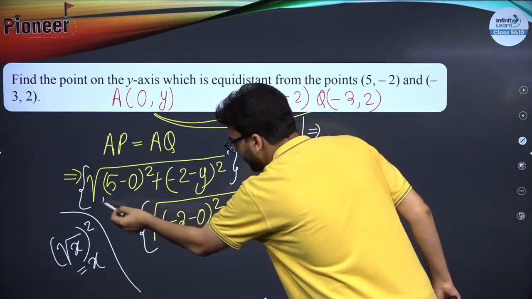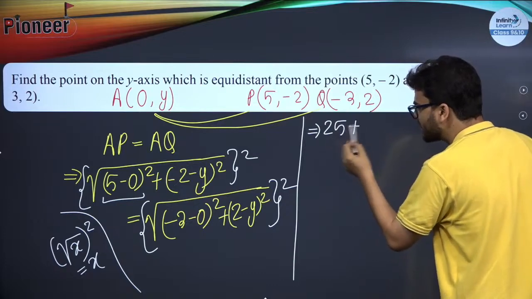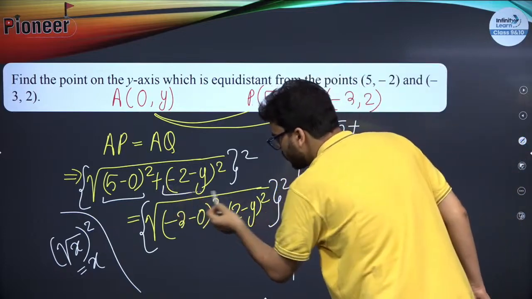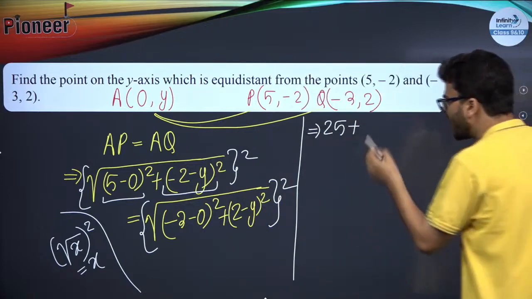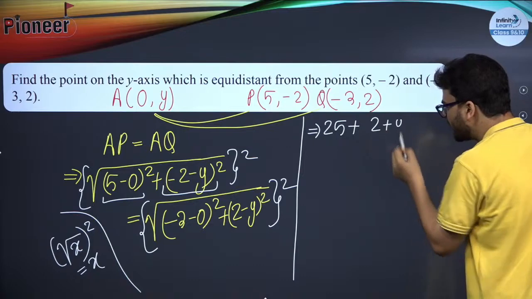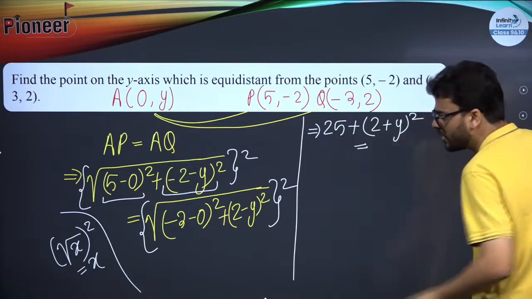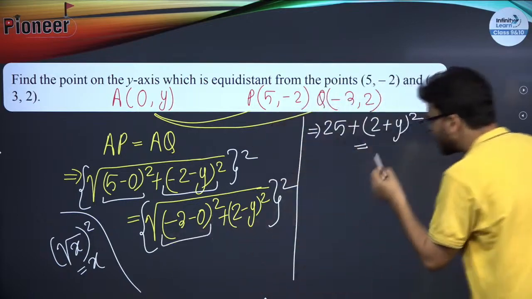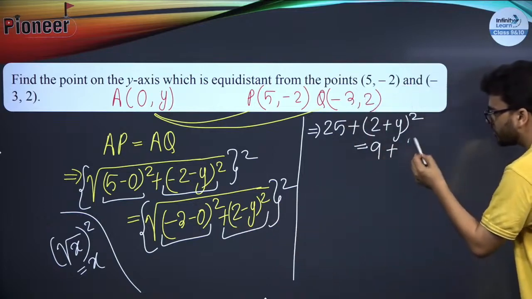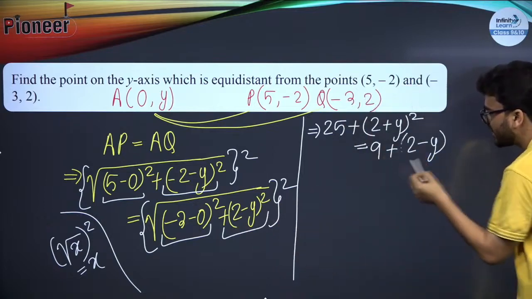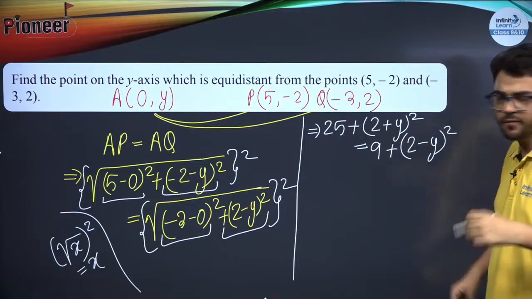So you will get 5 minus 0 the whole square, that is 25, plus minus 2 minus y the whole square. Minus 2 minus y the whole square can be written as 2 plus y the whole square, or not, guys? And that will be equal to minus 3 the whole square, which is 9, plus 2 minus y the whole square. I hope this is clear up till here, and I have to find the value of y from this equation.